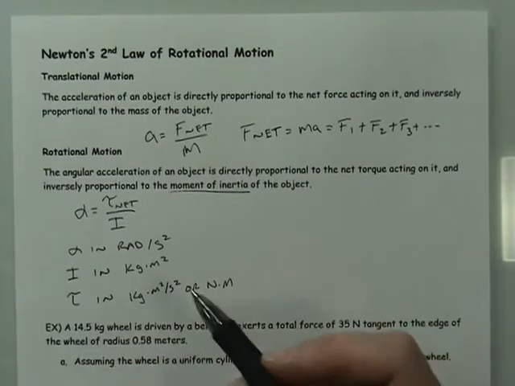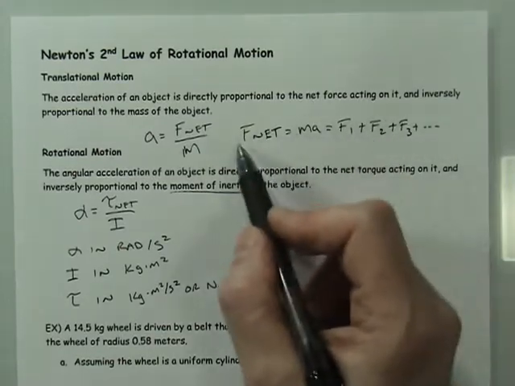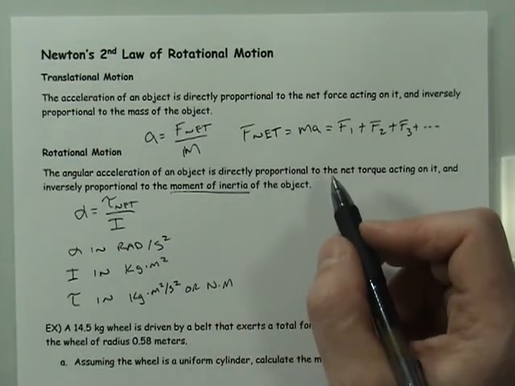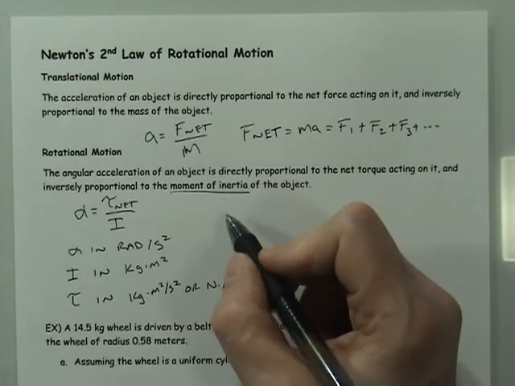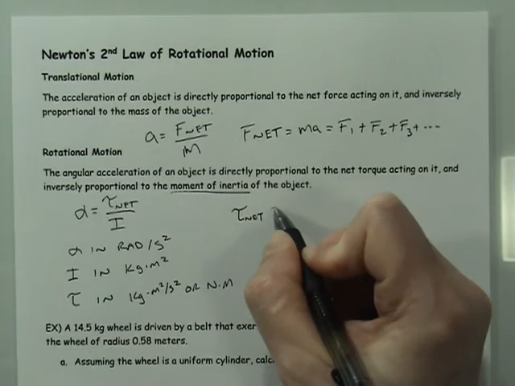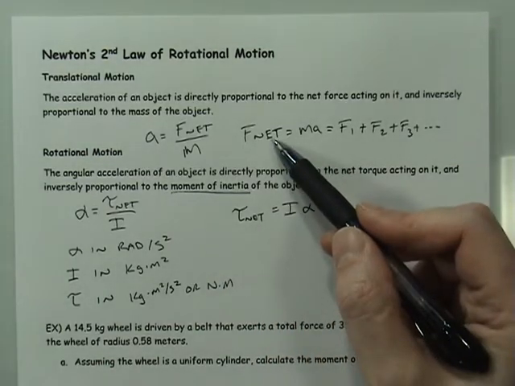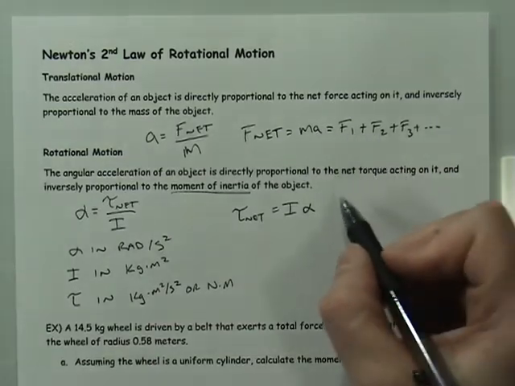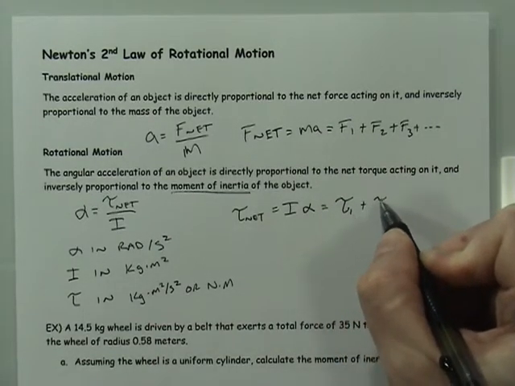So just in the same way as that we took this equation and we created a working version. This is the working version of the translational motion second law equation. We would do the same thing for this one, and that would say that the net torque would be equal to I times alpha in the same way that the net force is equal to m times a, and then that would simply be a sum of all of the individual torques.